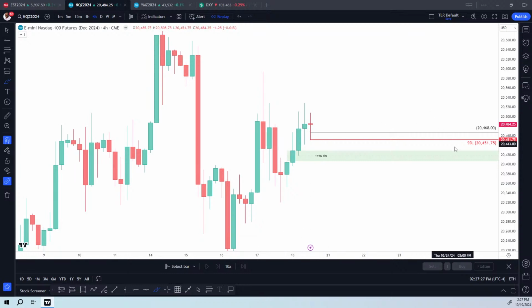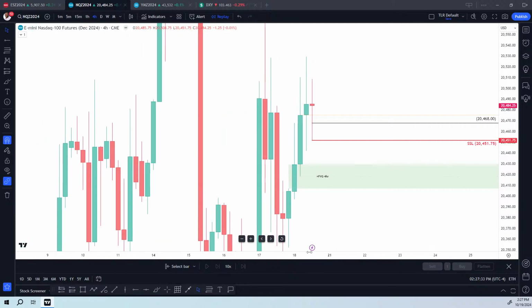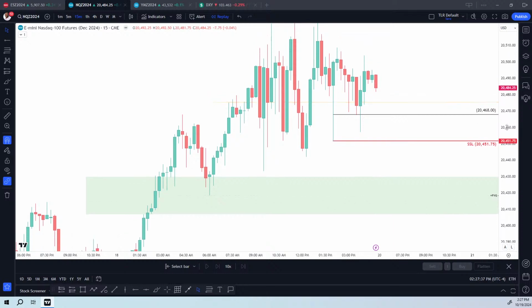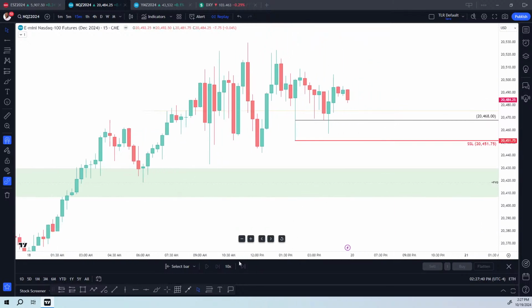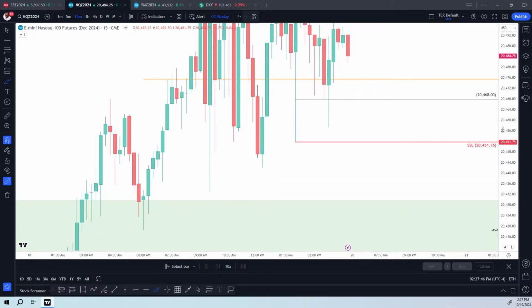What can you be looking for on a lower time frame? On a lower time frame, let's go down to a 15-minute. So now we're in a 15-minute time frame right here. So what can we be looking at on a lower time frame?